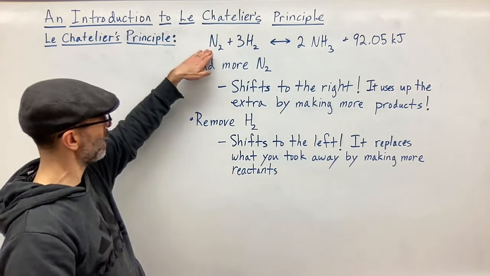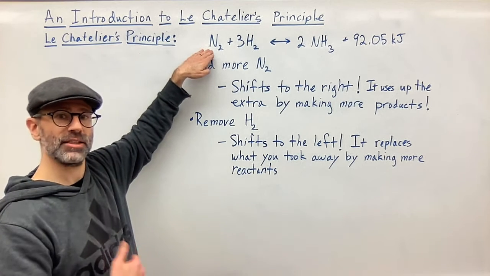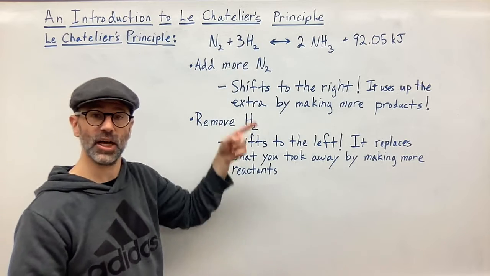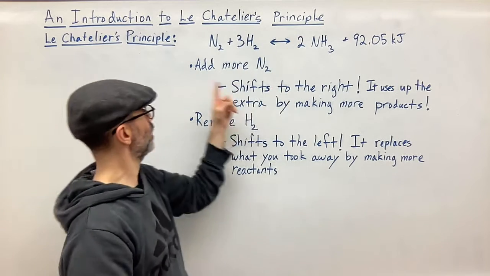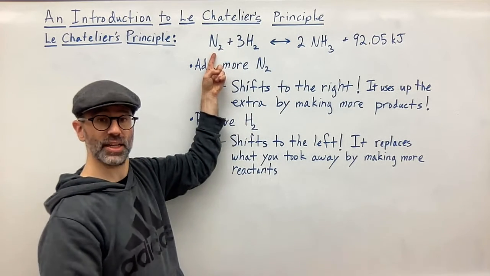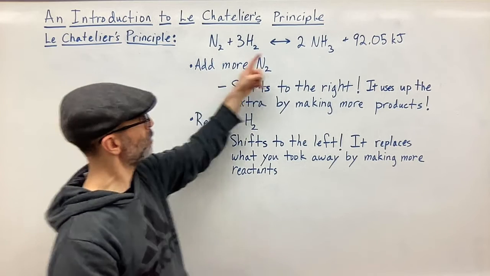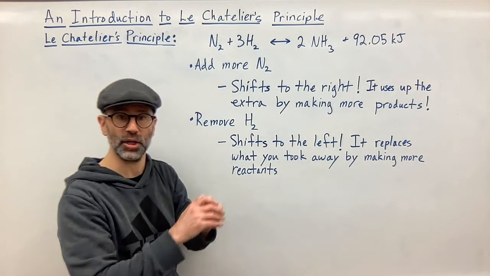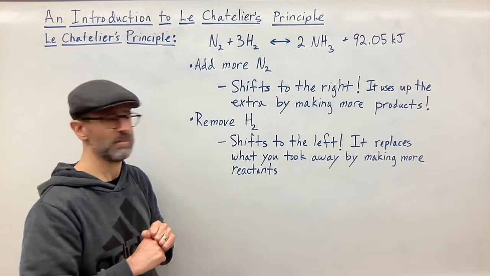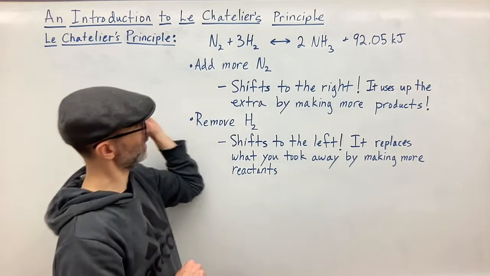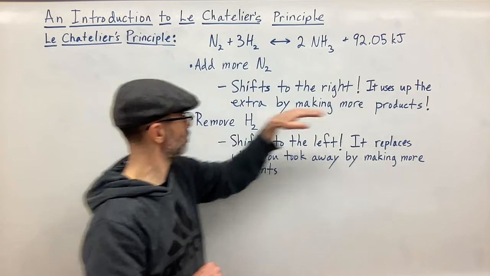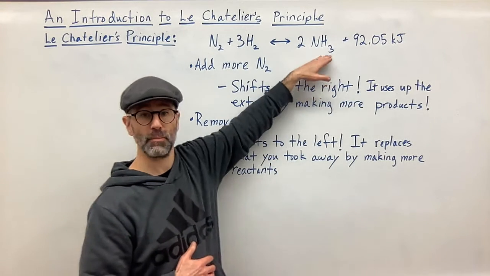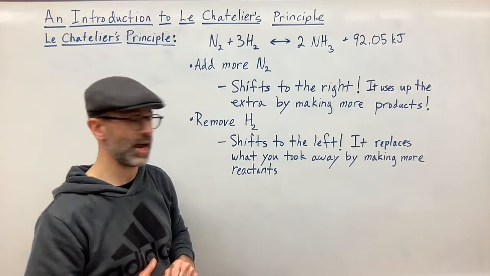So if I'm adding more of this, then the reaction is going to proceed in such a way to get rid of what I added. So which way is it going to go? It's going to go this way. So it's going to use up some of the N2 I added and produce more of the ammonia, the NH3, to get back to that equilibrium and that ratio that I was talking about. Okay, so it's going to shift to the right, and it's using up the extra that I put in there by making more products. So it's going to make more products and use up some of the reactants.